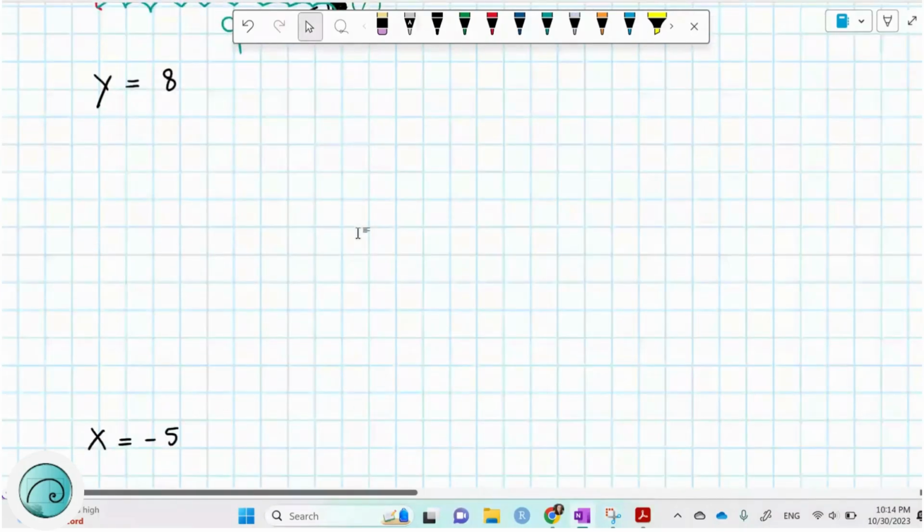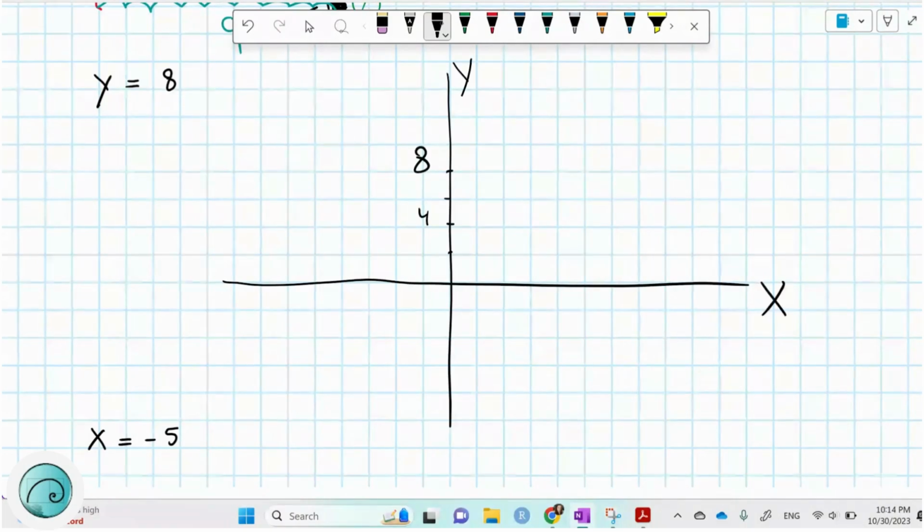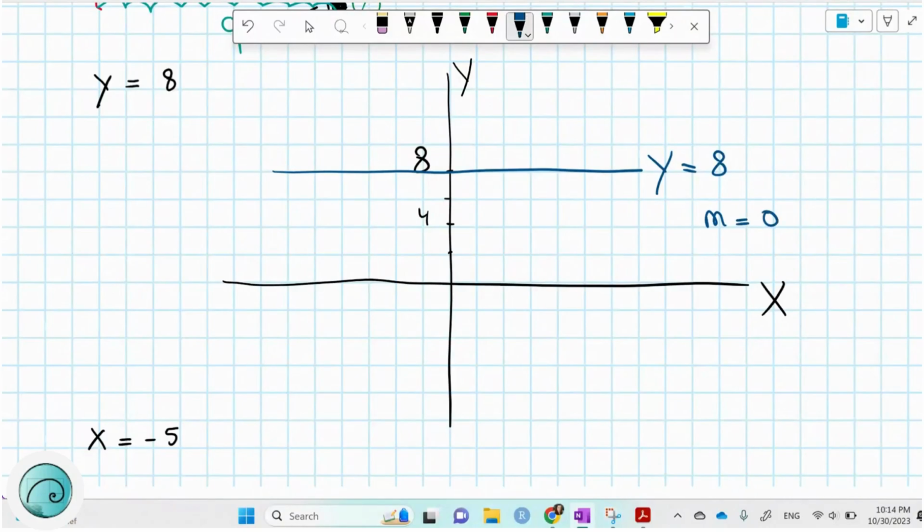Okay, let's take a look at this one here. Y is equal to 8. That should go really quick now, right? From the previous video, let's make this 4, and then this is 8. This is your y, this is your x. There we go. This is y is equal to 8. The slope is not positive. It is not negative. The slope is 0 for a horizontal line.